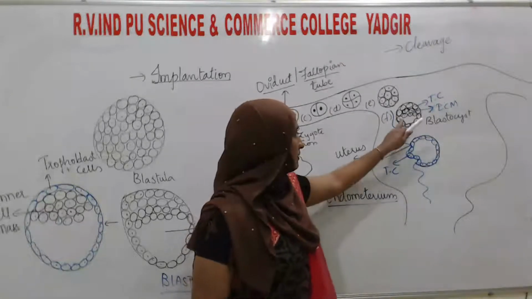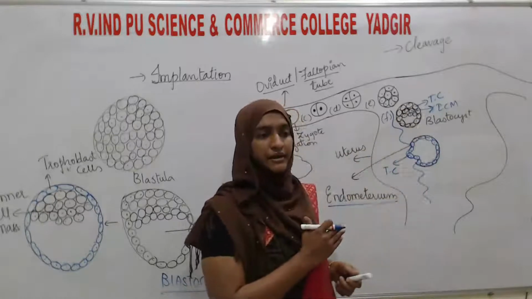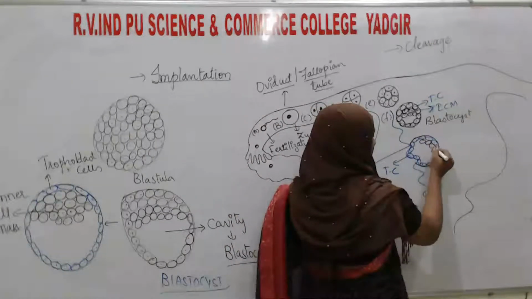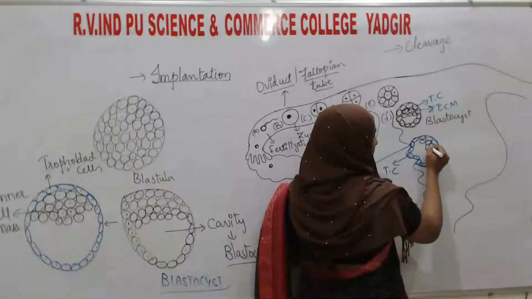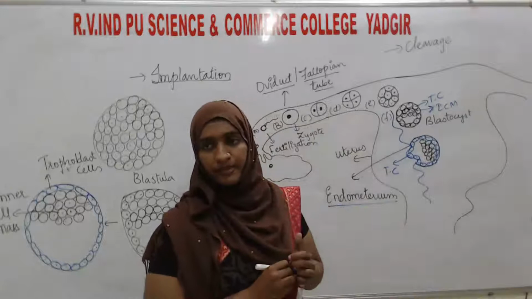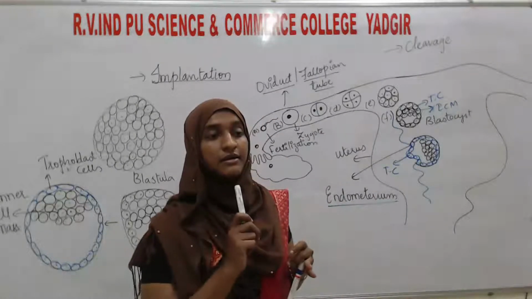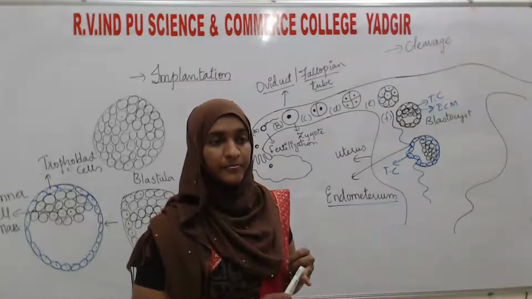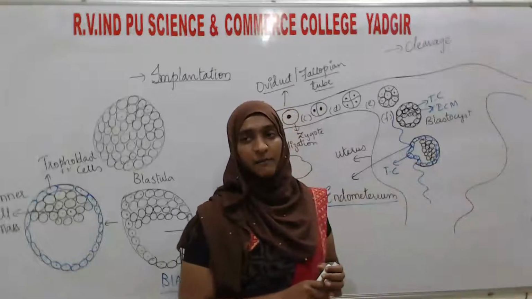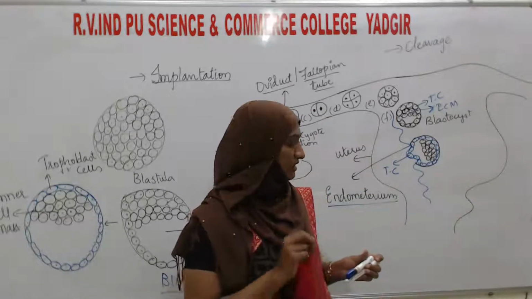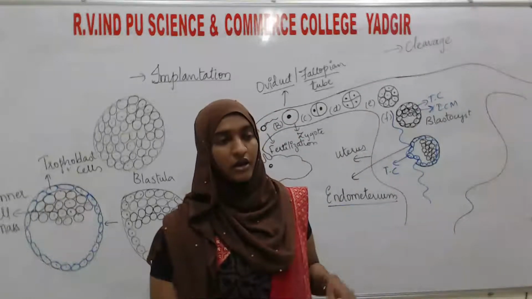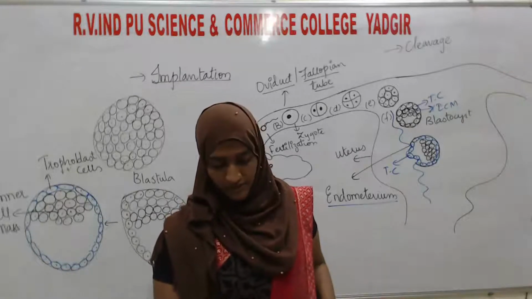Understand? Okay. This layer totally gets embedded, and the remaining cells, these cells, the inner cell mass, will further undergo development for the formation of the embryo. Whatever tissues and organs are in the embryo or in the fetus are going to be formed by these cells. What are these cells? Inner cell mass. This inner cell mass further develops into the embryo.